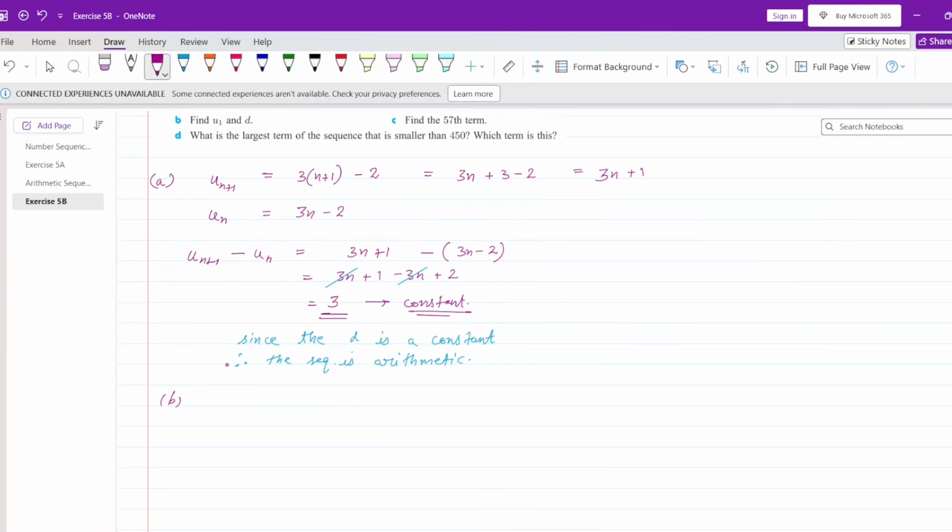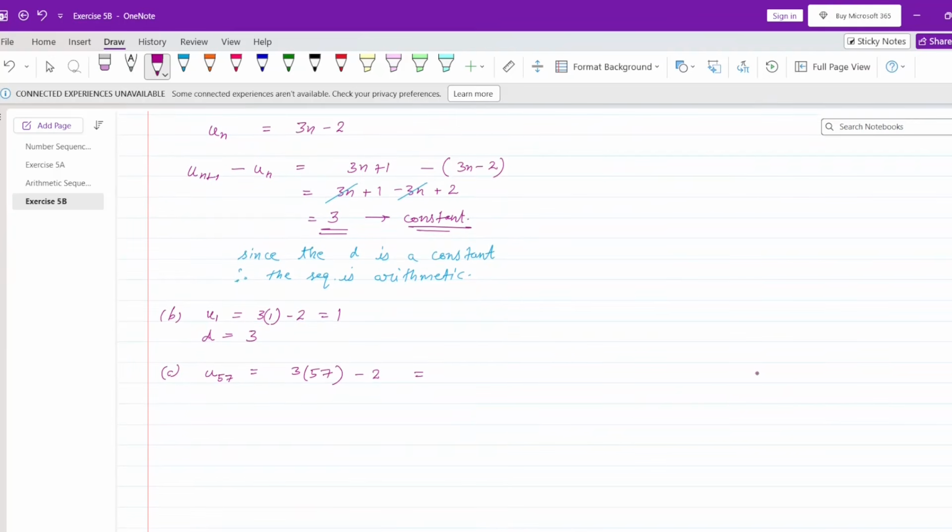B. Find u1 and d. u1 equals 3 times 1 minus 2, that is 1. And d, we have just calculated here, un plus 1 minus un. d equals 3. C. Find the 57th term. So u57 equals 3 times 57 minus 2. So 3 times 57 is 171, and 171 minus 2 is 169. That's the answer.